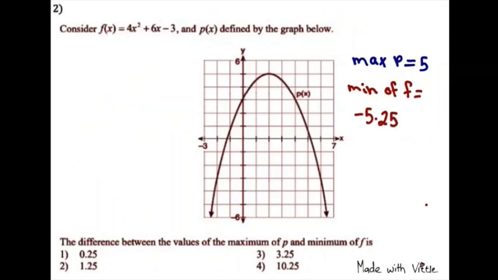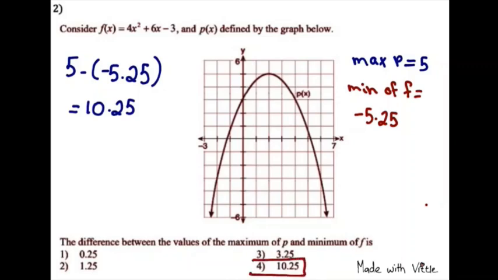And now we will subtract them. 5 minus negative 5.25 is equal to 10.25. So the correct answer is 10.25.